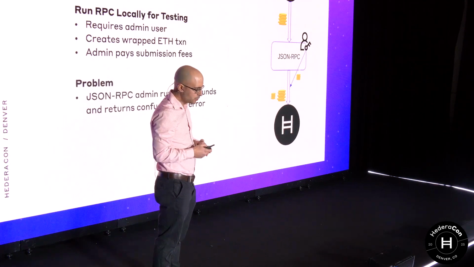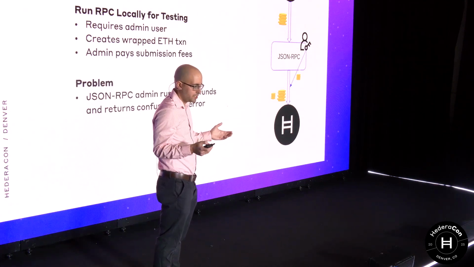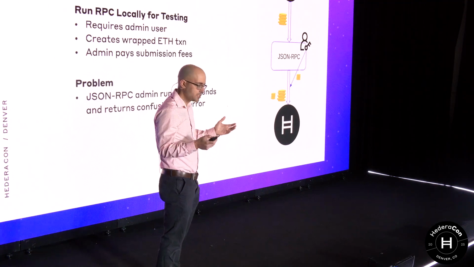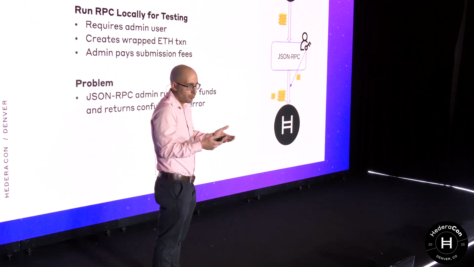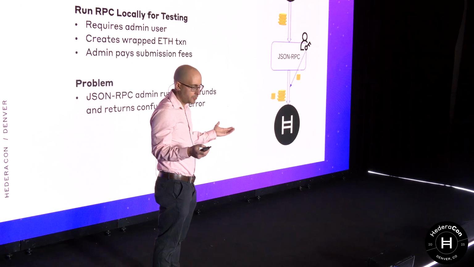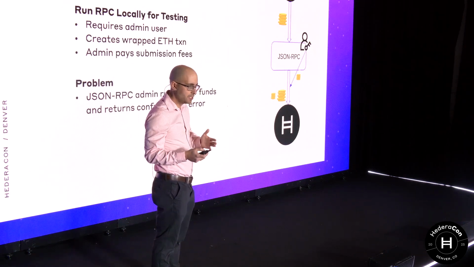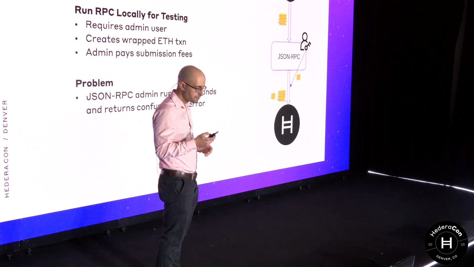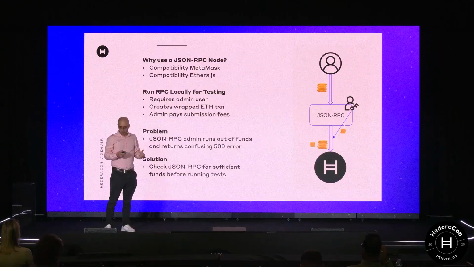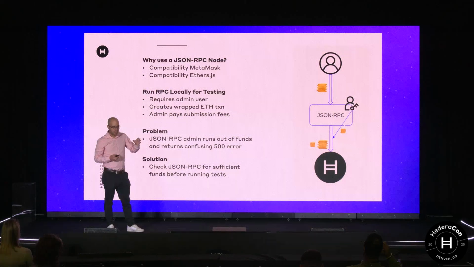Okay? So what could go wrong? Very simple. If that operator account runs out of funds, all the tests will fail. And you will basically get back an error 500, which is going to be a little bit confusing. The solution is also rather simple. At the beginning of your test suite, you should programmatically check that the operator account has enough funds to run all the tests. If it does, you continue with your tests. If it doesn't, just stop the tests and send back an error message that clearly indicates what is going on.